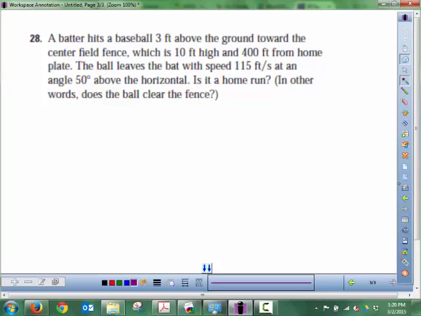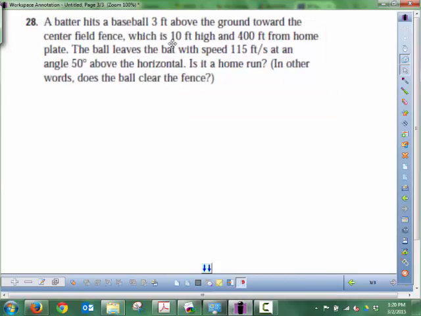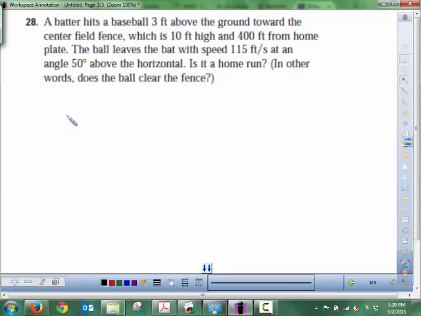Well, let's see what happens. Do we clear the fence? So let's get some geometry drawing here. Let's see.